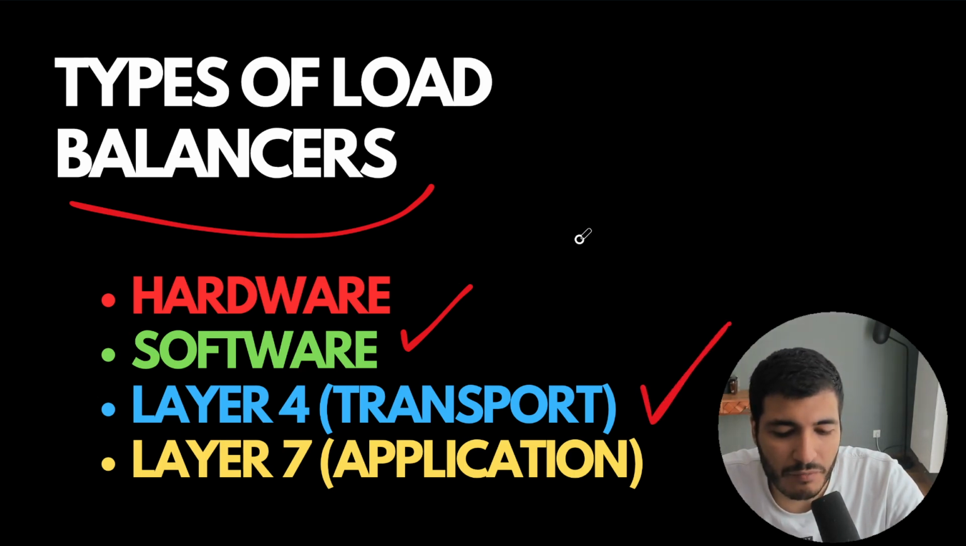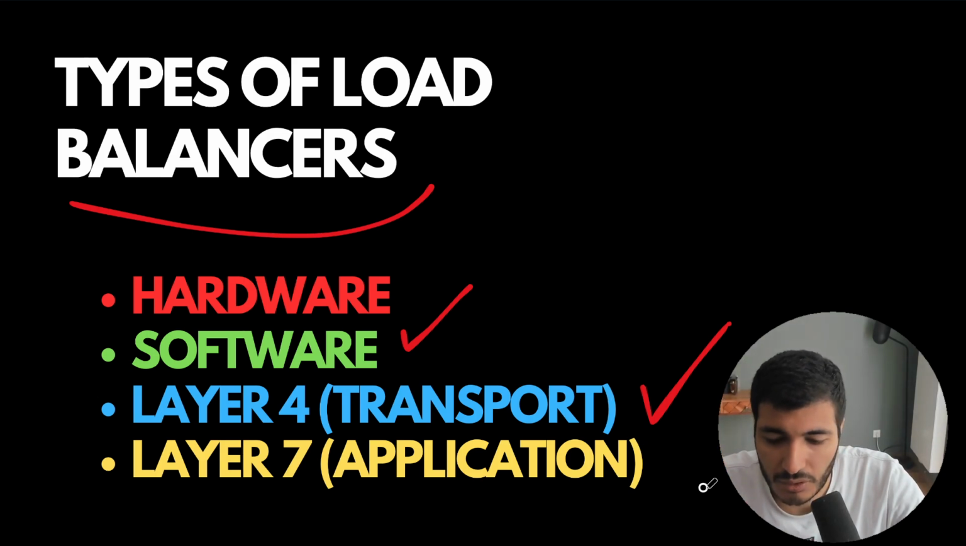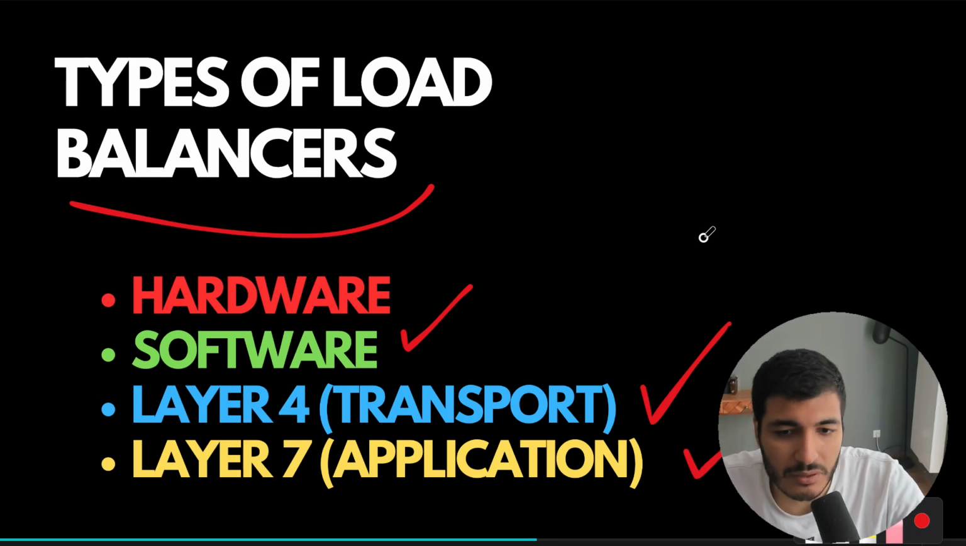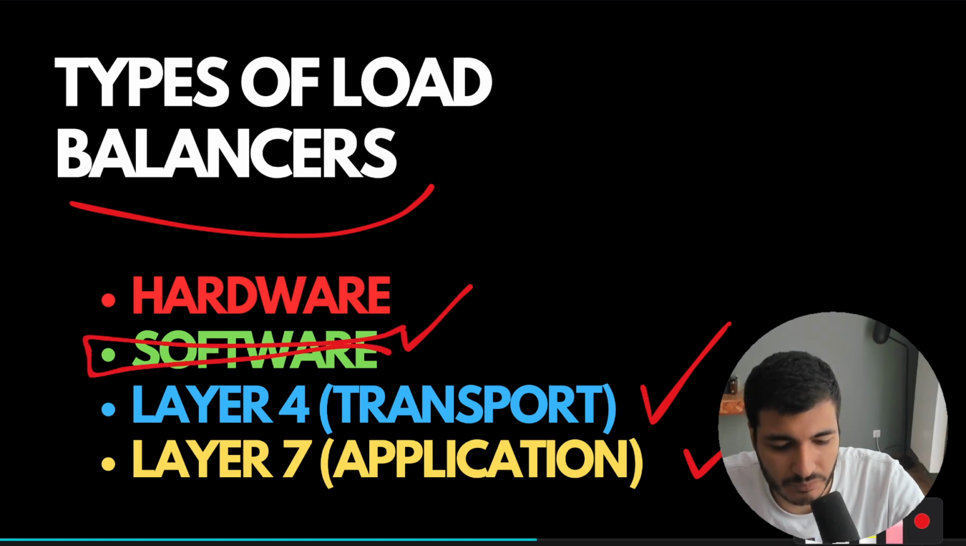Next, we have layer 4, or transport. This one chooses a server using IP plus port. It's basically sorting mail by zip code only. We have layer 7, or application. It looks at HTTP info like URL and path. It's sorting mail by full address and name. Most modern apps use a software balancer because it's cheap, flexible, and cloud friendly. So this is the one that's used the most.